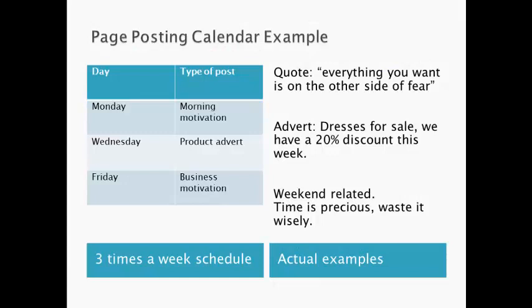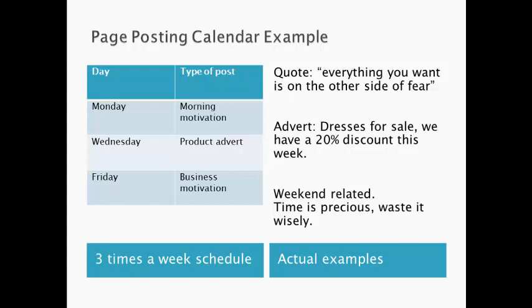Okay. So now let's look at some actual examples of a posting calendar. Here's another example. The frequency of this posting is 3 times a week: Monday, Wednesday, Friday. This is just a sample. It can be anything. So in this case, on Monday, I'll be posting a quote. On Wednesday, I'll be posting a product advert. On Friday, I'll be posting business motivation. Maybe your customers are business people, so it's important to share some business motivation with them.